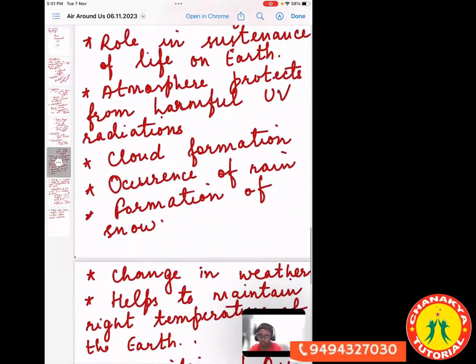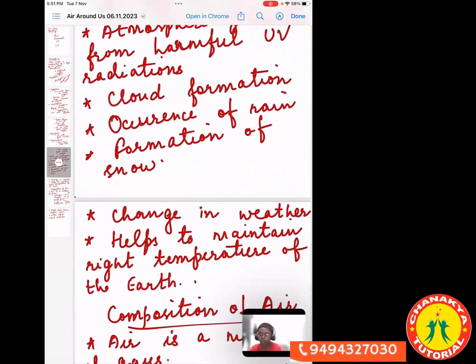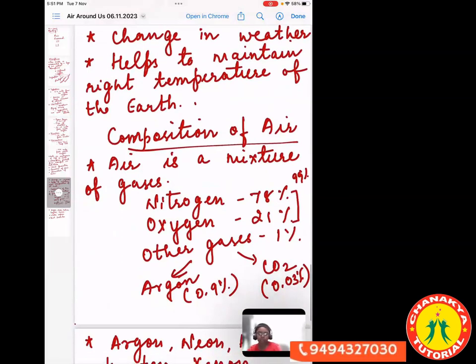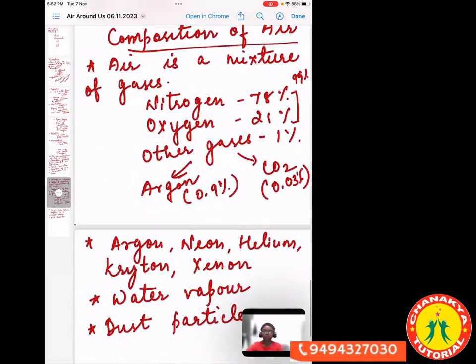It helps in the cloud formation. Then it helps in the occurrence of rain. It also helps in the formation of snow. Apart from this, changing of weather will be there because of the air. It also helps to maintain the right temperature of the Earth.